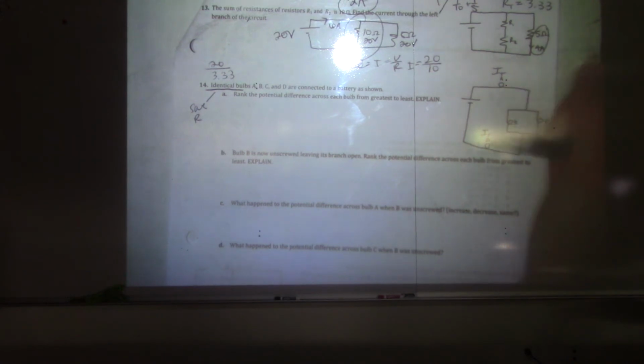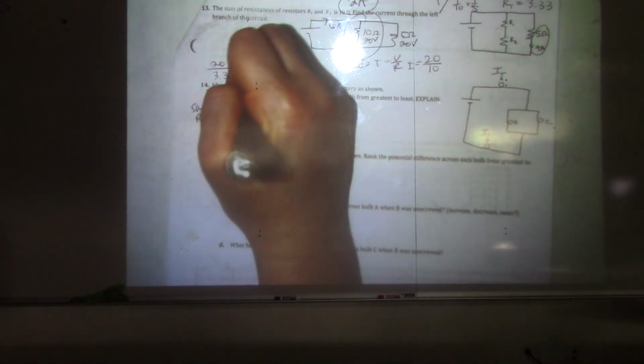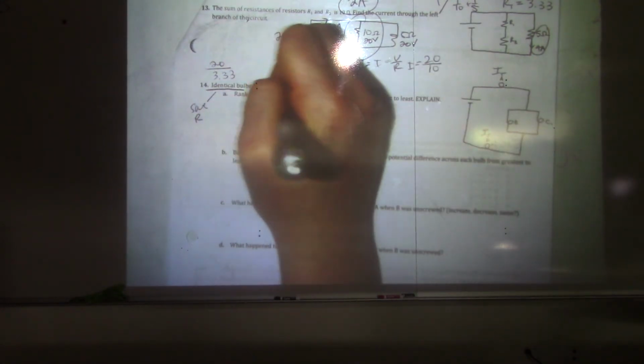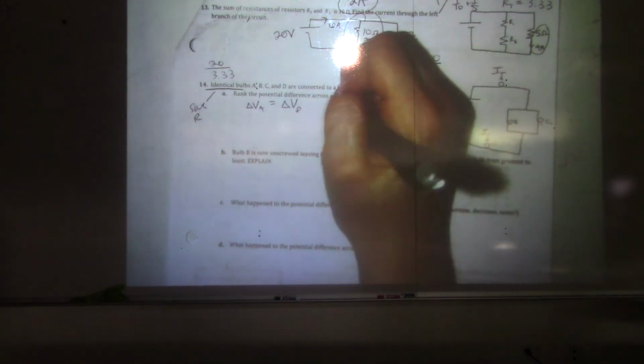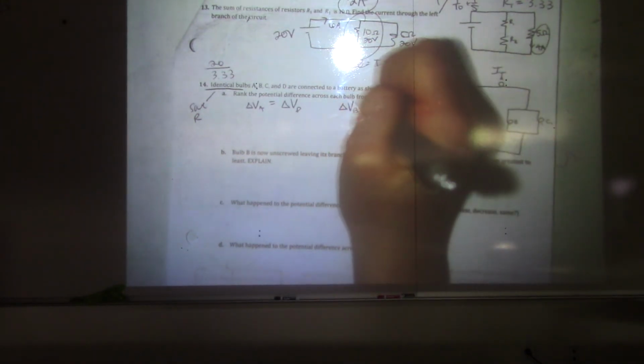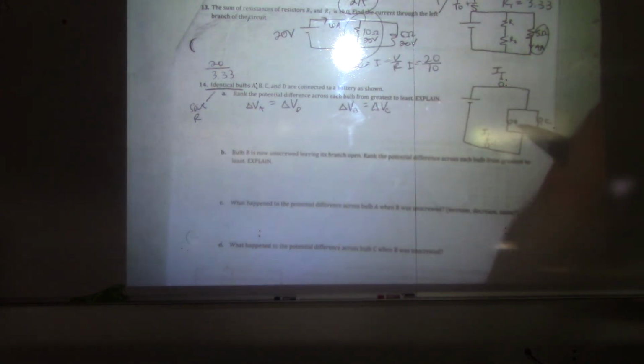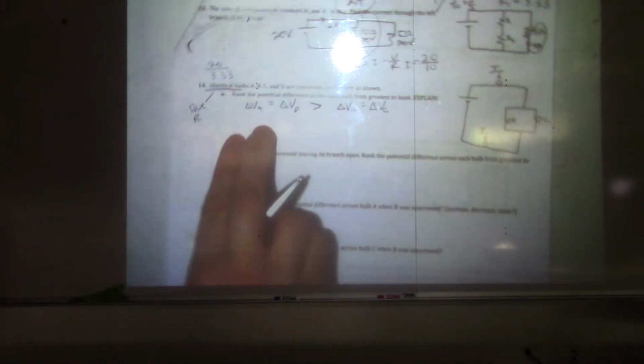So I know that these two would be equal because they have the same current with the same resistance. So I'm going to say the voltage across A is equal to the voltage across D. I also know these two are equal just because they're in parallel. So I'm going to say the voltage across B is equal to the voltage across C. And then for the reasons I just stated about current being more here, because it has more current than these two, this would have a greater voltage. So these two are greater than these two.